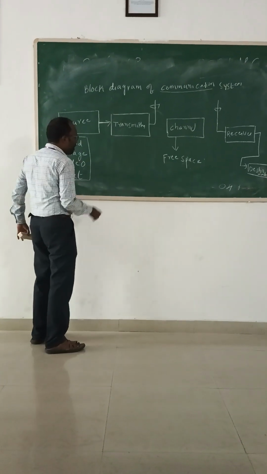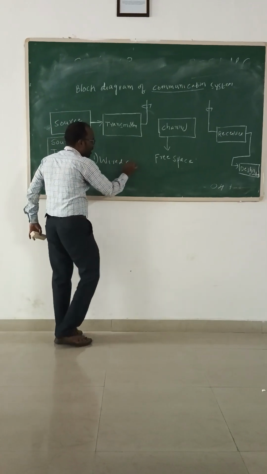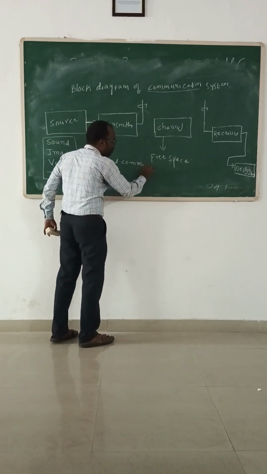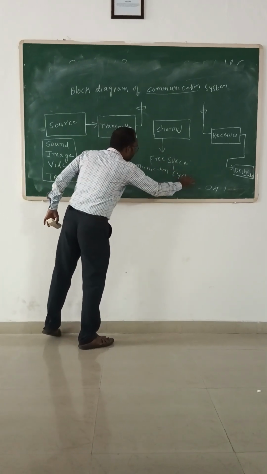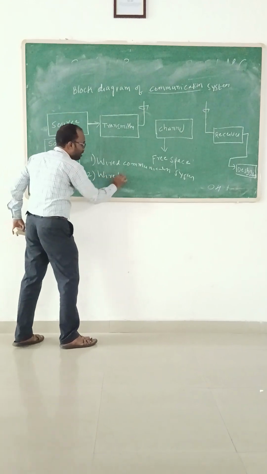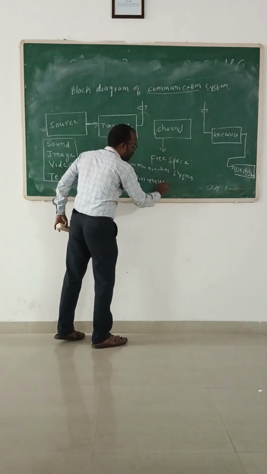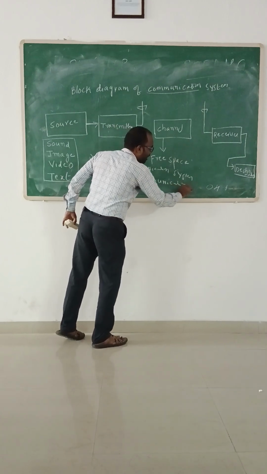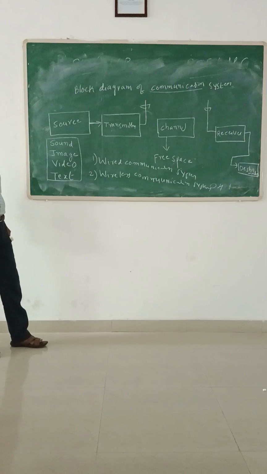The total communication systems are generally of two types. The first type of communication system we know is the wired communication system. The second type of communication system we have is the wireless communication system. These are the two types of communication systems we find in the world. So what is meant by a wired communication system?